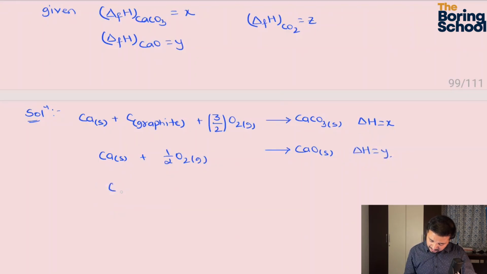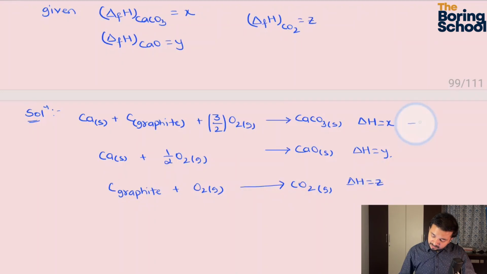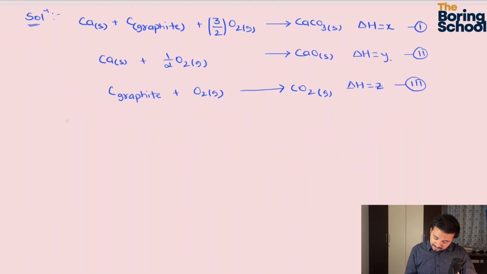And the third reaction is carbon graphite plus O2 gas is giving us CO2 gas, and delta H for this is Z. This is equation 1, this is equation 2, this is equation 3. Now if you see, the target equation or the given equation was calcium carbonate solid is giving us calcium oxide solid plus CO2 gas.